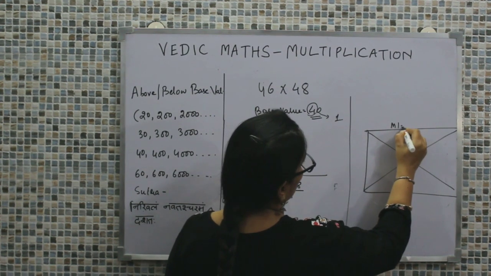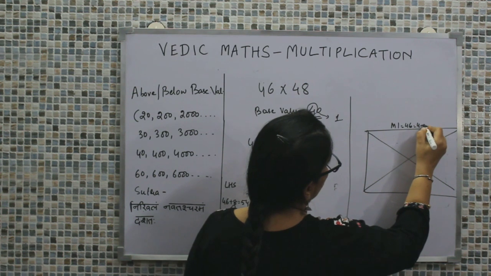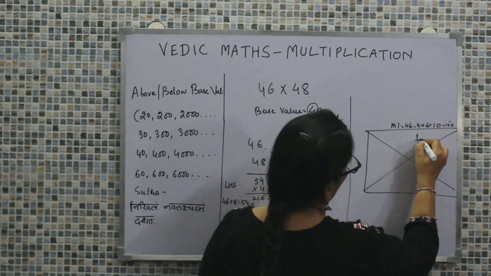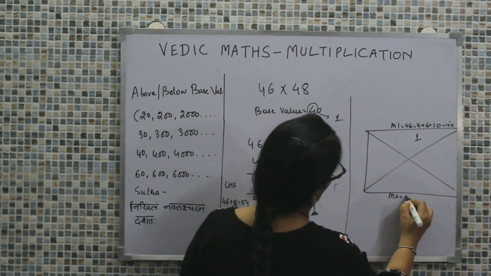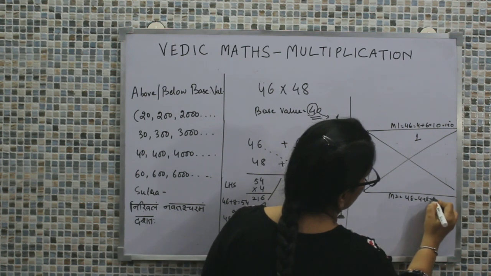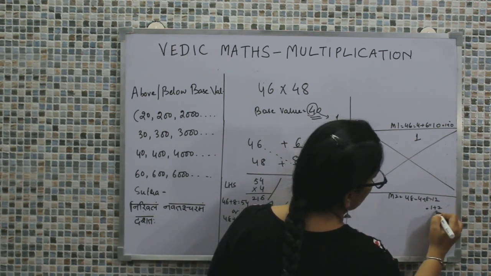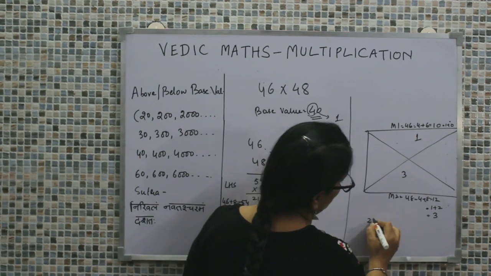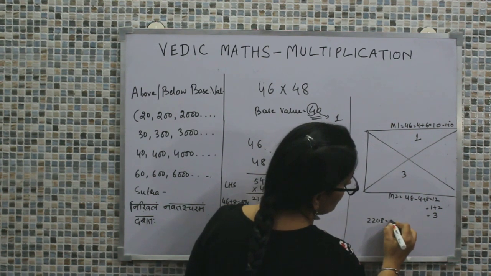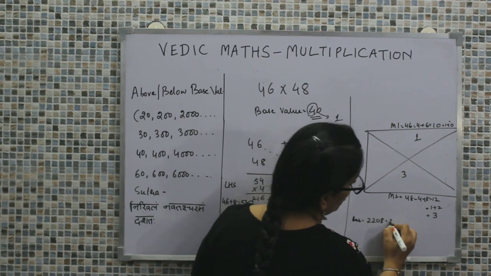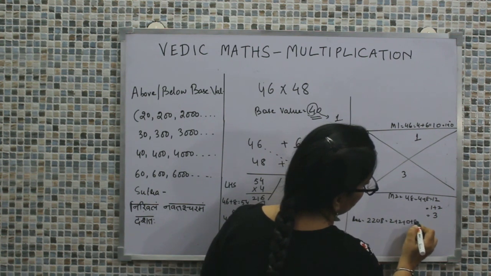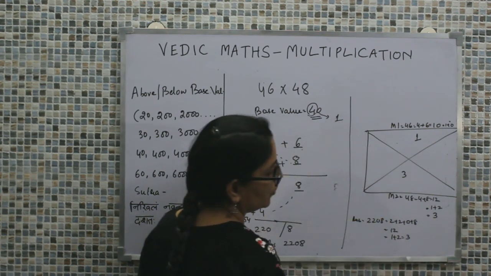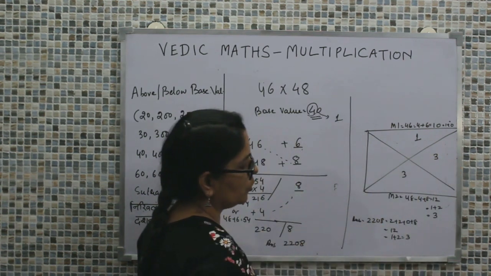Now 46, digital sum will be 4 plus 6, 10, that is 1 plus 0, that is 1. Second multiplier 48, 4 plus 8, that is 12, and 12 can be written as 1 plus 2, that is 3. Answer is 2208. The digital sum of the answer will be 2 plus 2 plus 0 plus 8, that is 12. 12 can be written as 1 plus 2, that is 3. So here the digital sum comes out to be 3.